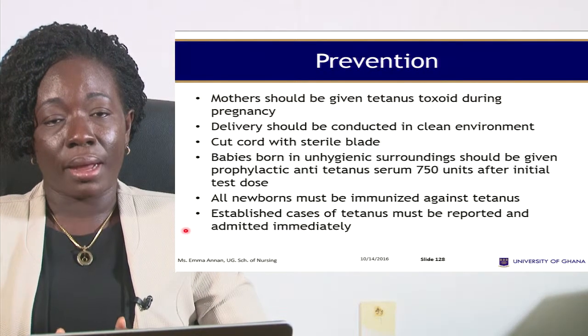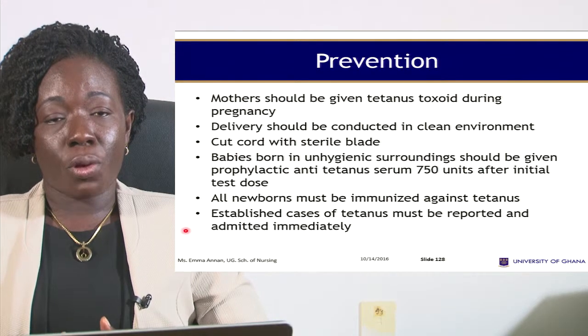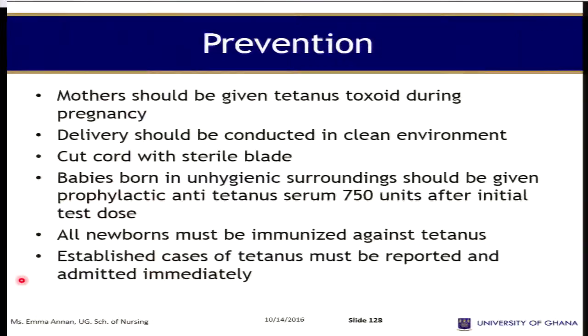Prevention: this condition can be prevented. When mothers are pregnant, they should be given the tetanus toxoid. Delivery should be conducted in a clean environment. Then the cord should be cut with a sterile blade. Babies born in unhygienic conditions should be given prophylactic anti-tetanus serum 750 units after an initial test dose. Then all newborns must be immunized against tetanus. Established cases of tetanus must be reported and admitted immediately.